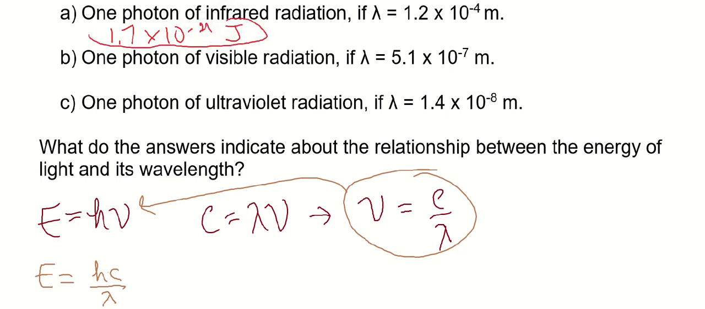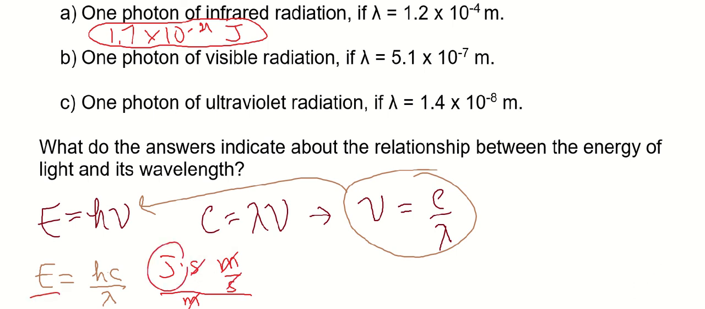Joules is the unit for energy. The unit for Planck's constant is joule seconds, the speed of light is meters per second, and the wavelength is in meters. So the seconds are going to cancel out, and the meters are going to cancel out. You're going to be left with joules, which is the SI unit for energy.